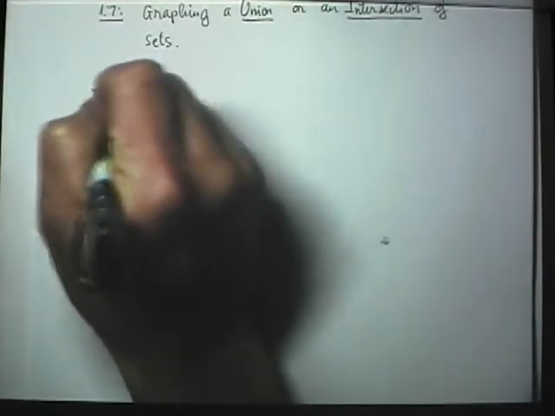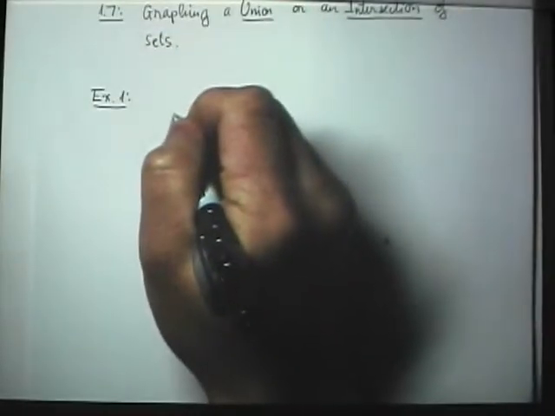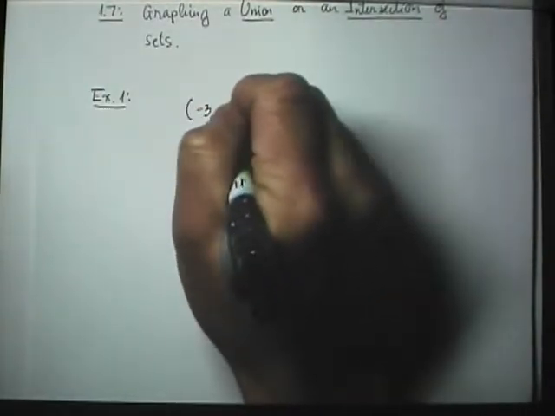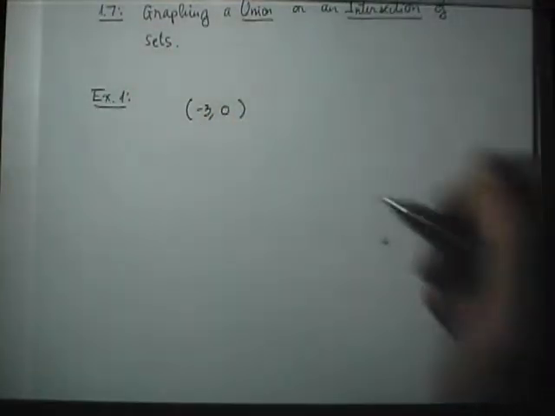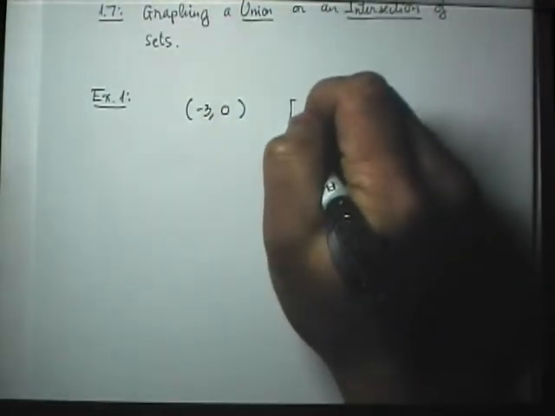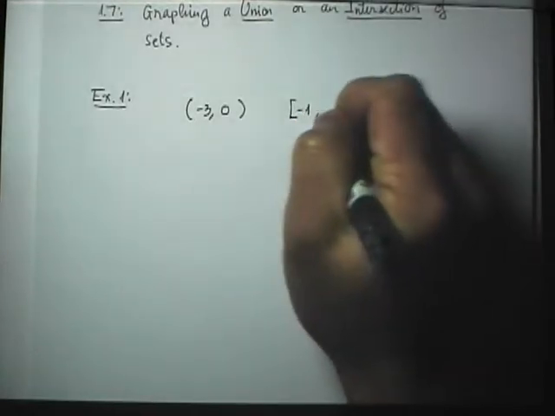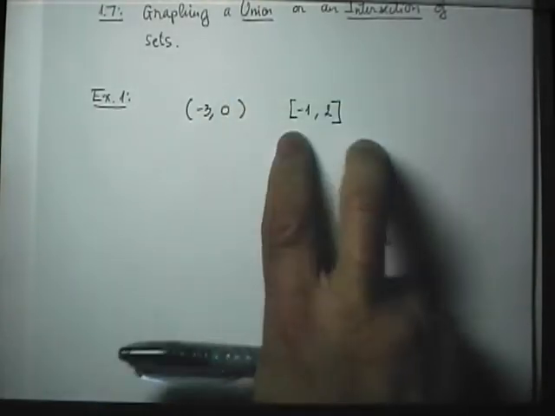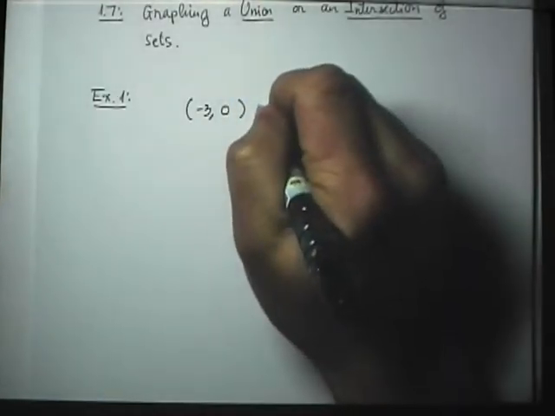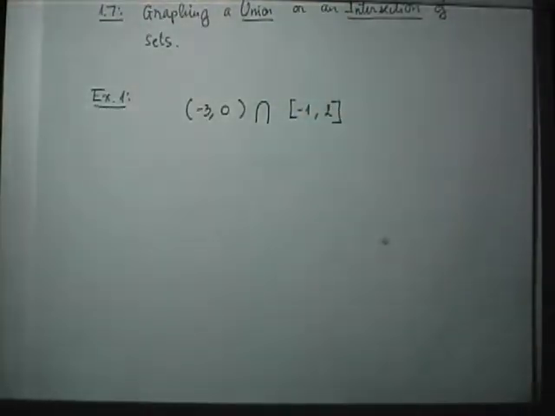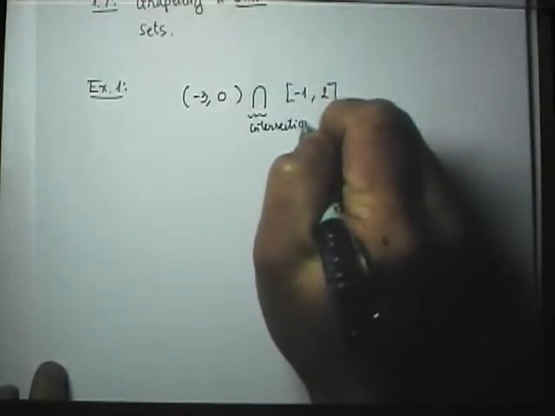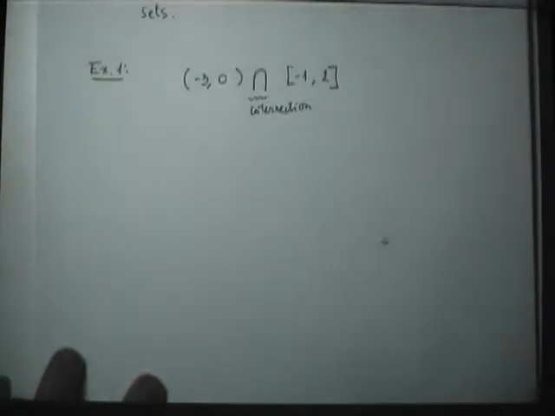In example number 1, let's say we have two sets. One set is the interval for values between -3 and 0, and the other set is -1, 2. And let's say we're trying to graph. So here we have an open interval and a closed interval, and we want to find the intersection. Okay? So how can we graph that intersection? Keep in mind the way we say this is an intersection.